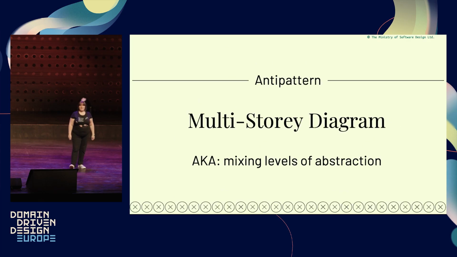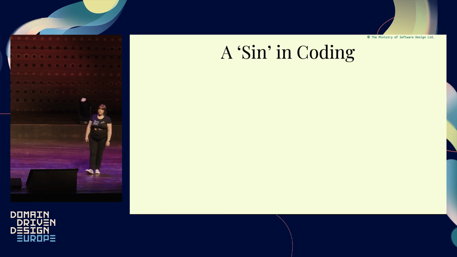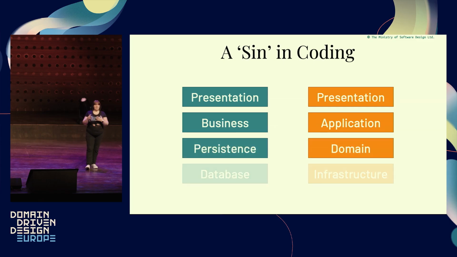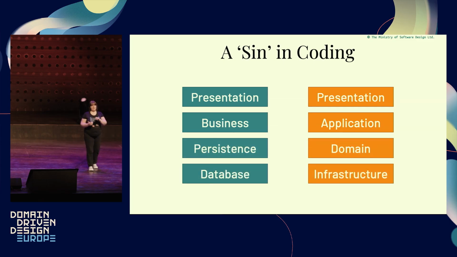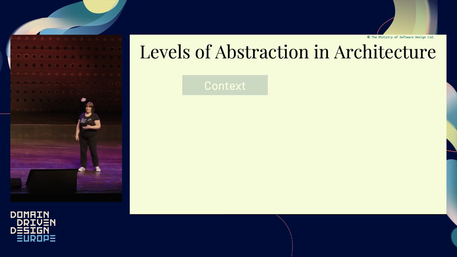Okay, an anti-pattern this time. I call this multi-story diagram, or mixing levels of abstraction. Now, mixing levels of abstraction tends to be a bit of a sin in coding. And we tend to separate our levels of abstraction doing things like layered architecture, which we've got a couple of examples here. We also use modules, we use methods, we use functions, we use services and things if we're doing distributed. We also do this in architecture.